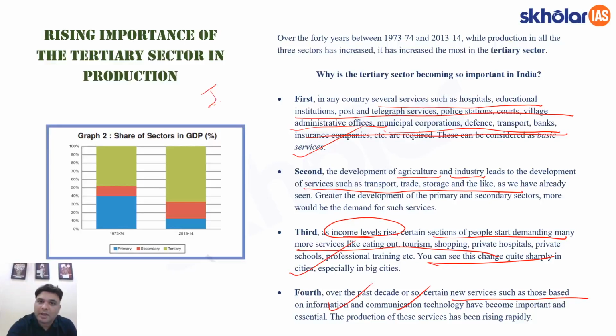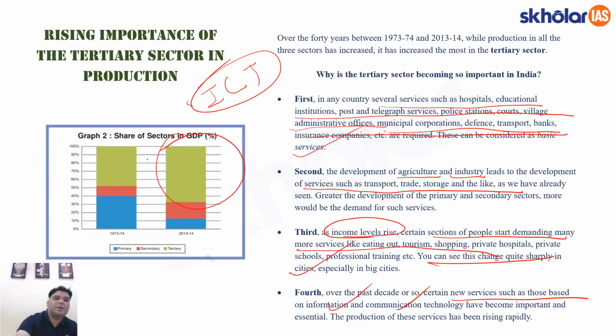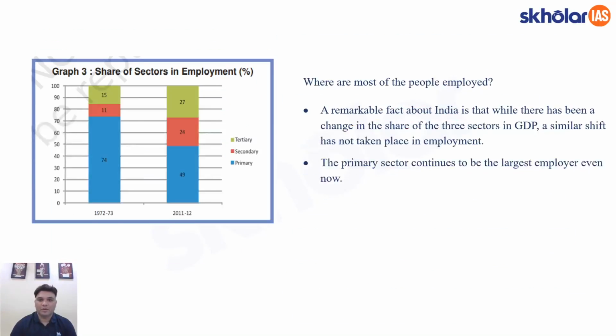मैंने इंटरनेट की बात की थी अभी आपसे. ICT, information and communication technology, that has become the biggest service in the world today. Right? The entire world has become a global village today because it has come closer because of internet. And therefore, in 2013 as compared to 1973-74, the contribution of tertiary sector to GDP has become very, very high. Okay, right.